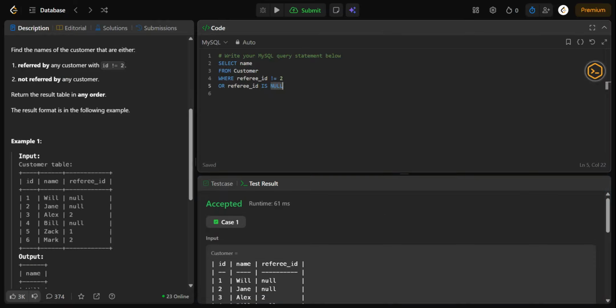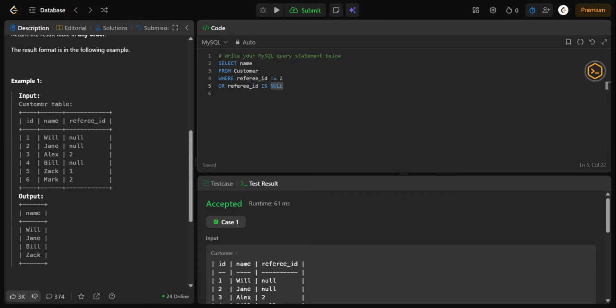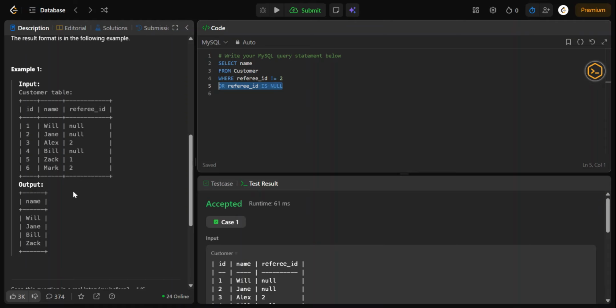Okay, accepted. So now let's understand how SQL evaluates each row. For example, for Bill, as I discussed earlier, referee ID is null. Condition is null, we will check. Referee ID is null. Yeah, it's null. What will we return? Simply, we will add it to our final output. Okay. For Zen, referee ID is null. We will check the condition. Referee ID is null. Yeah, this is null. Add it to the output.